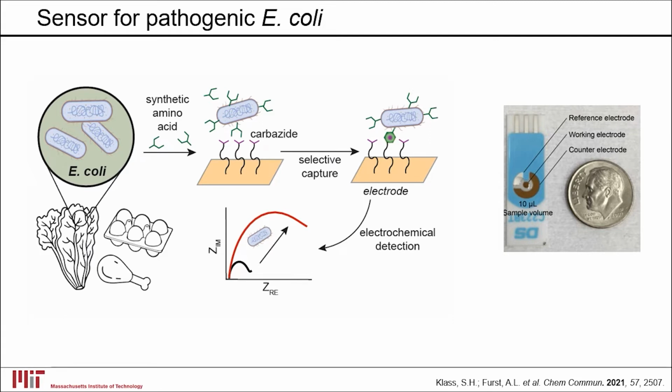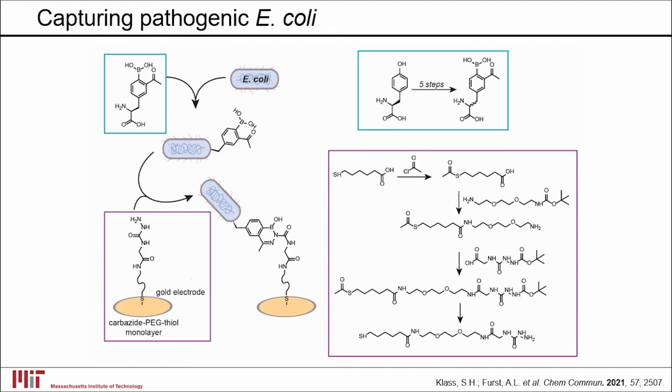I also want to point out on the right that these sensors were developed with disposable electrodes that are very inexpensive and easy to use and require only 10 microliters of sample. So the way this works is we've synthesized this boronic acid containing synthetic amino acid. You can see that on the right. We can feed that to E. coli, and if those E. coli are alive and viable, they will incorporate that through peptidoglycan remodeling into their surface.